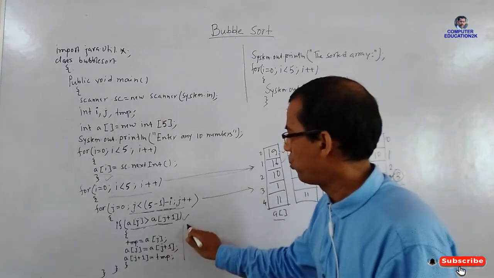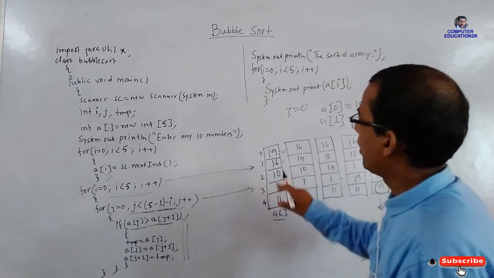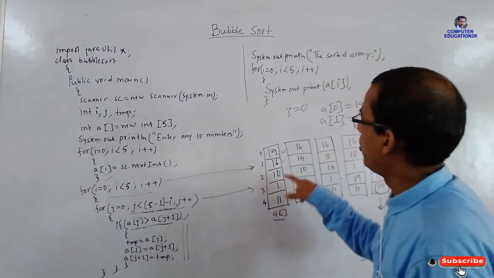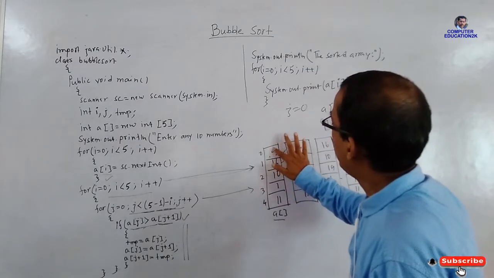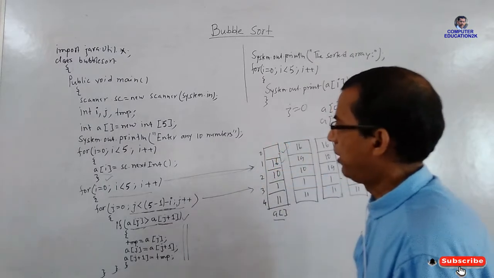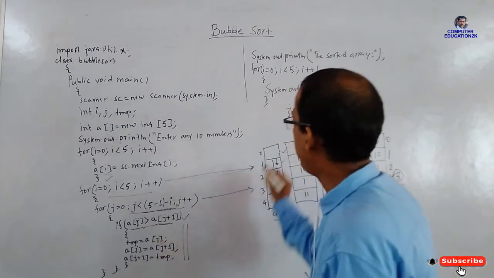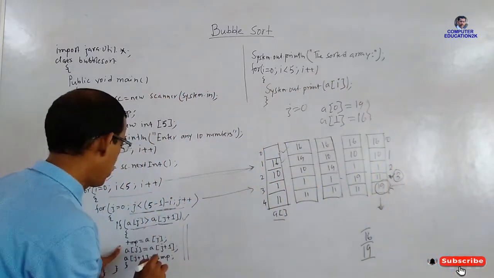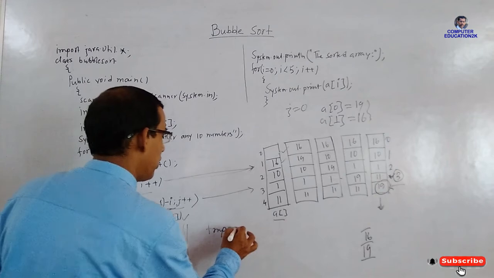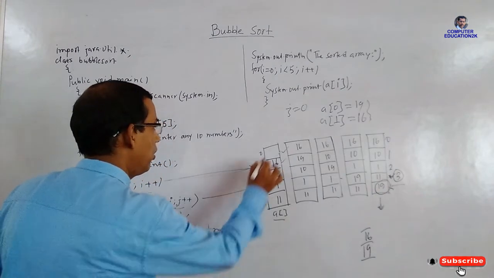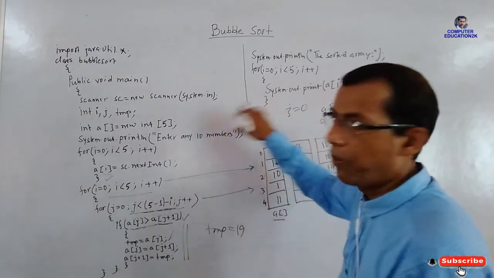That exchange, that swap has been shown here. How? You have to bring 16 over here. But 19 is already there, so you have to remove 19 from here. In this line, I am removing 19 from here and storing 19 in temp. You can see temp equals a of j. If j is 0, that means a of 0. What do you have in a of 0? 19. That means in this line, 19 is removed from here.